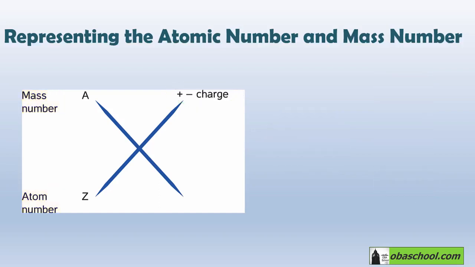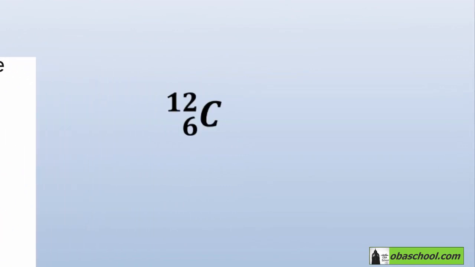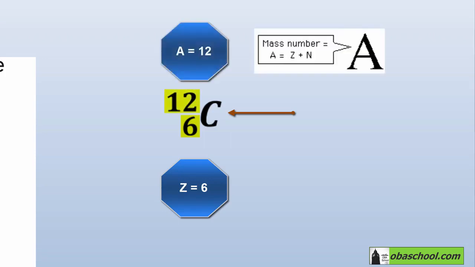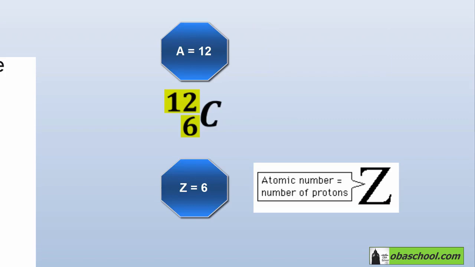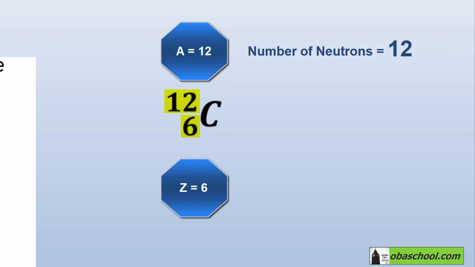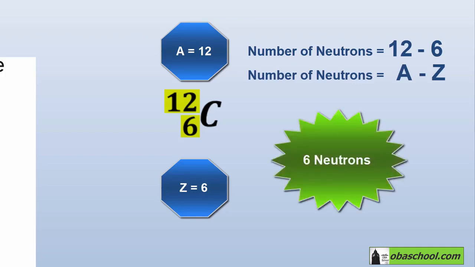Let's take an example. We have carbon, so we wrote a capital letter C, and here we wrote 6, which is equal to the atomic number, which is the number of protons of the carbon element, and here we wrote 12, which is the mass number. Using this representation, we can calculate the number of neutrons of the carbon atom, which will be equal to 12 minus 6, which is the mass number minus the number of protons, and it is 6 in this case.